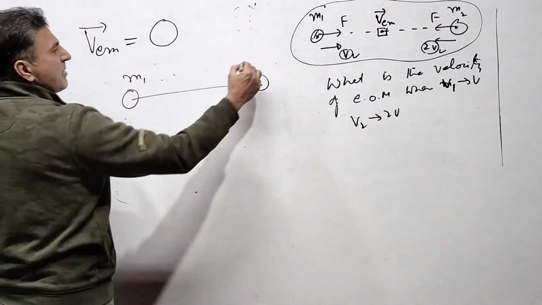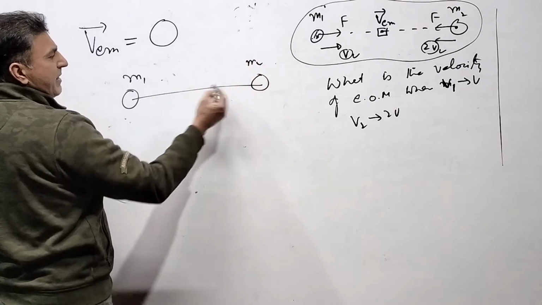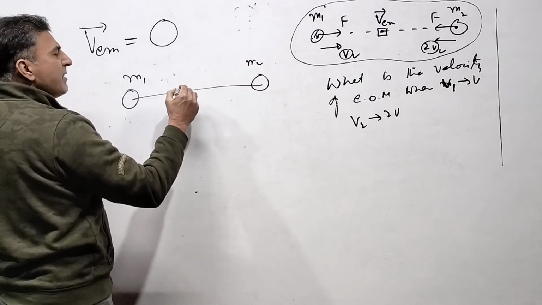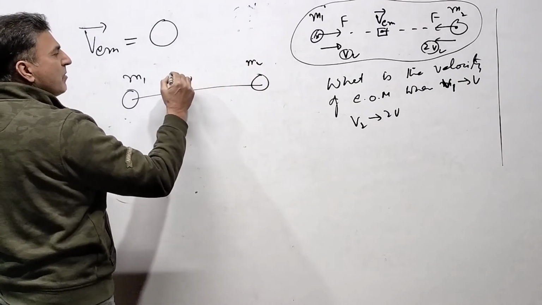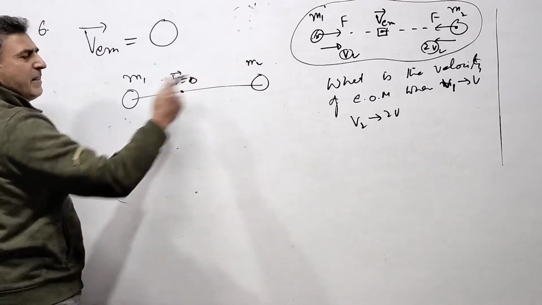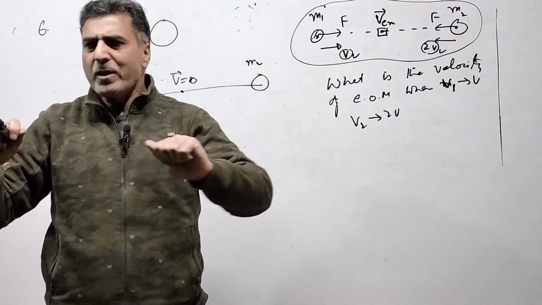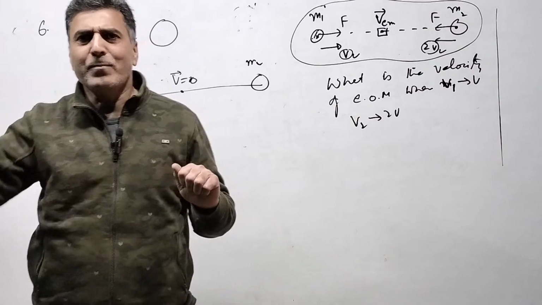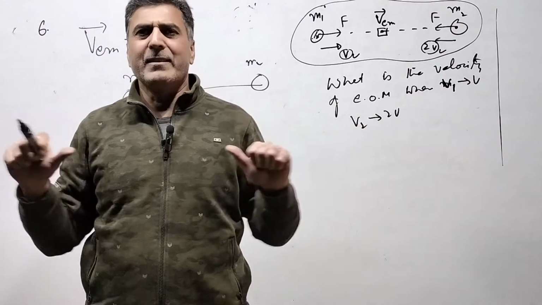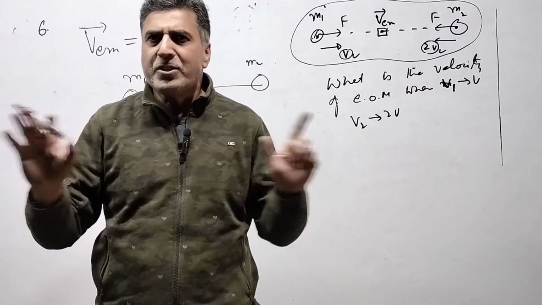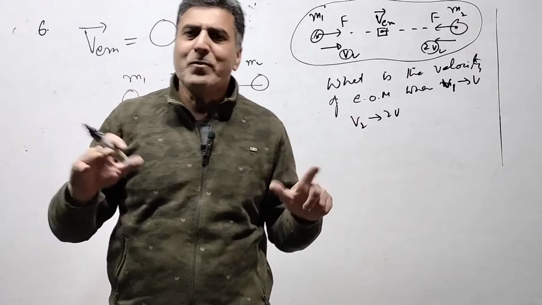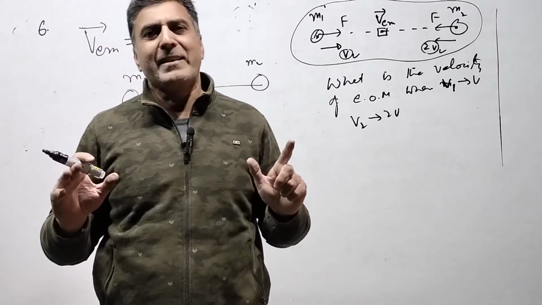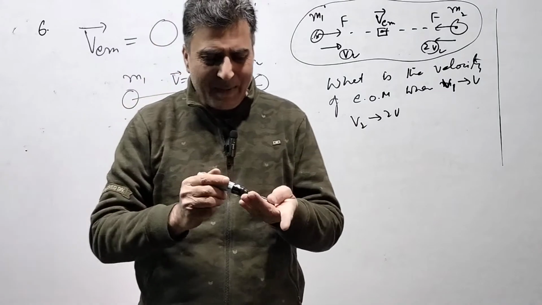It was m1, it was m2. They were at rest, and center of mass was here, and the center of mass velocity was 0 at that time when they were at rest. Now they started moving towards each other. There is no external force. These two forces are internal, and these two forces will not change the velocity of the center of mass. So the velocity of center of mass will continue to be at rest. You understand my point?